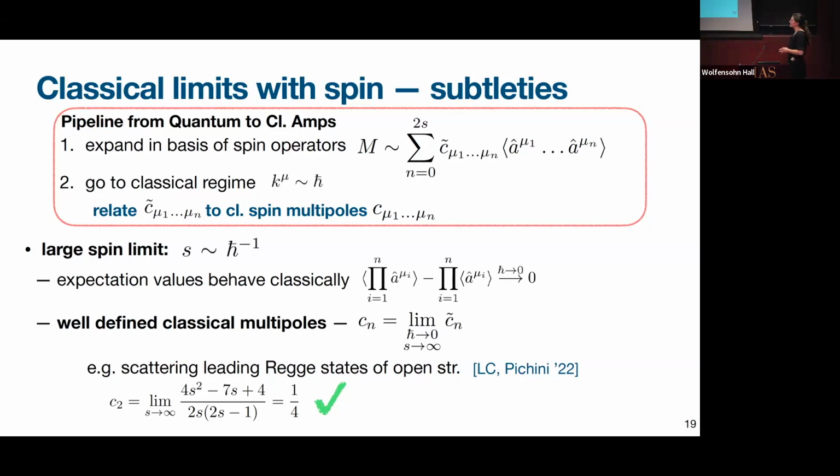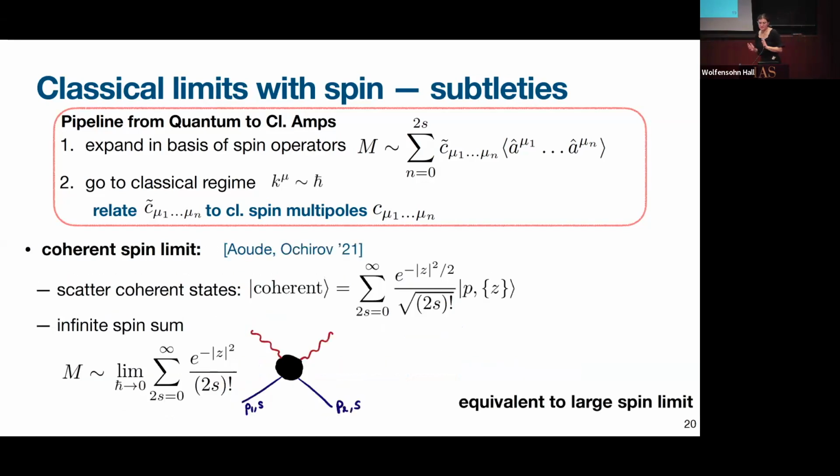If we go back to the example of the quadrupole for the leading Regge states, in the spin to infinity limit, you get a 1/4, and I put a tick, and maybe you have no idea why that would be the correct answer. But in this paper, we compared it to the classical configuration of a rotating rod, which is what you expect for leading Regge states. And we indeed find that this is the correct classical multipole. So the large spin limit is a very consistent way to take classical limits.